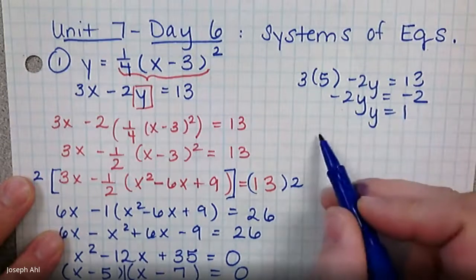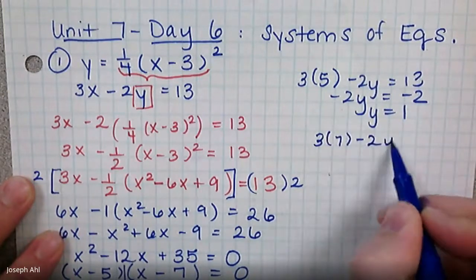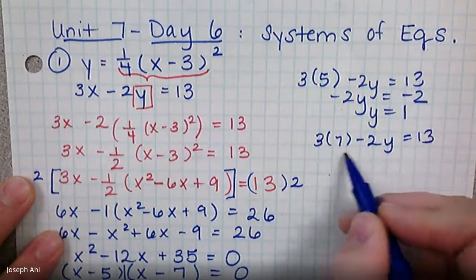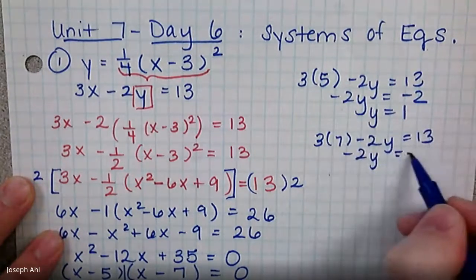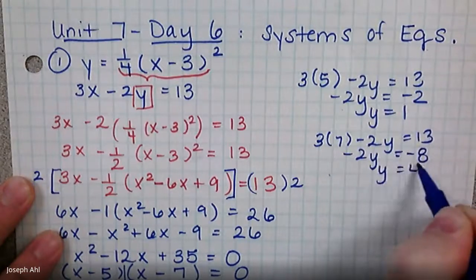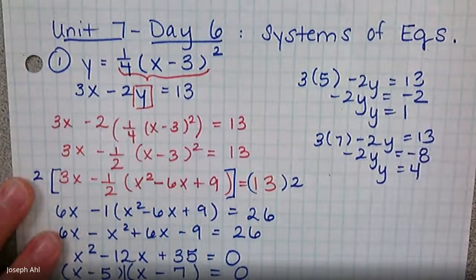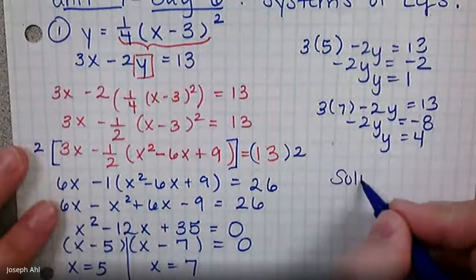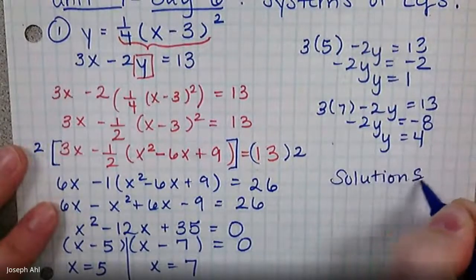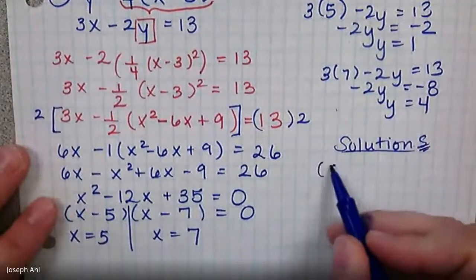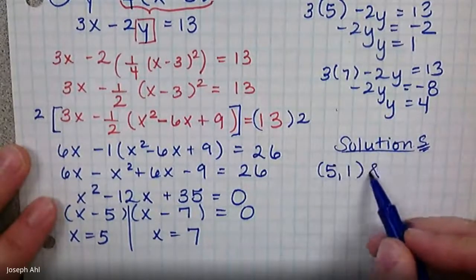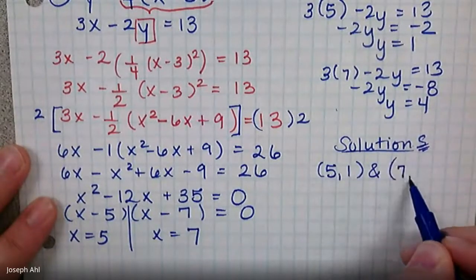If I do the same thing with the 7, 3 times 7 minus 2y is equal to 13. So we get negative 2y equals, let's see, if I take 21 and subtract it to the other side, that's negative 8. So now we get y equals positive 4. So in the end, to write our solutions, plural, we have (5, 1) as a point of intersection, and also (7, 4).